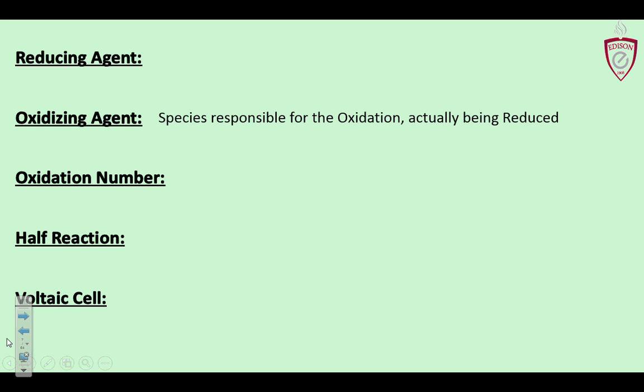The oxidizing agent is the opposite. This would be the species that is responsible for the oxidation, so it's actually being reduced. Because if you lose electrons, somebody else has got to pick them up. Because these things are mutual, spontaneous, and equal and opposite. So if I lose 2 electrons, somebody else has got to take 2 electrons.